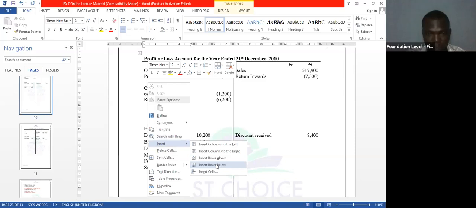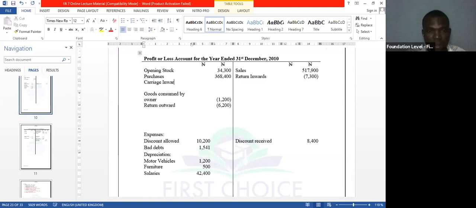So we have that to be carriage inward. What is the figure for our carriage inward? The figure for our carriage inward based on the question given to us is 22,200. We have 22,200, so we are good to go on that.